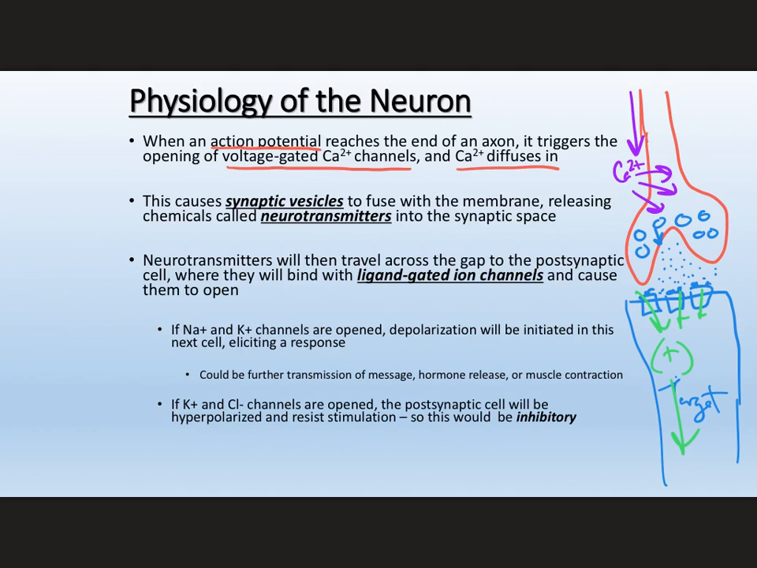This might allow us, again, to keep moving our message, might cause hormones to release from this cell, might cause the muscle to contract. If potassium and chloride channels get opened, this will actually cause a hyperpolarization of the target cell. In other words, this will stop the signal or be inhibitory. So maybe your nervous system also needs to tell a muscle to relax or needs to tell a gland to stop secreting a hormone. In that case, it would use this kind of signal and stop things.